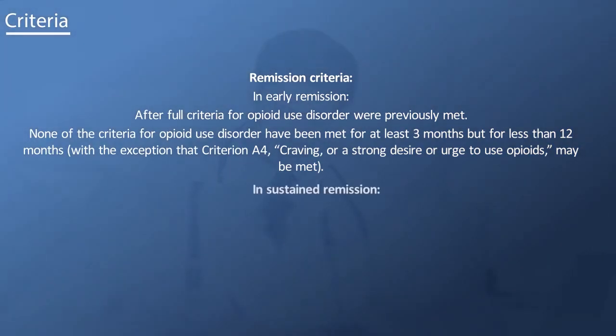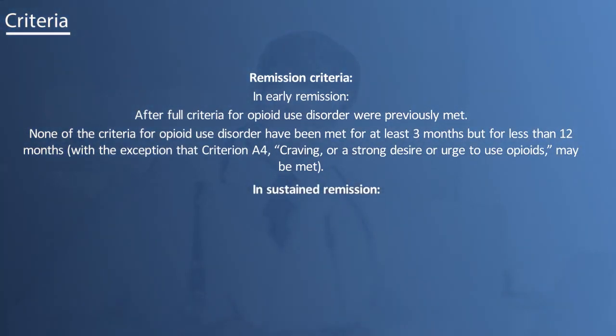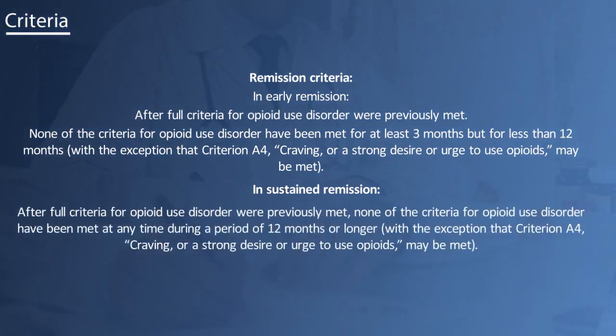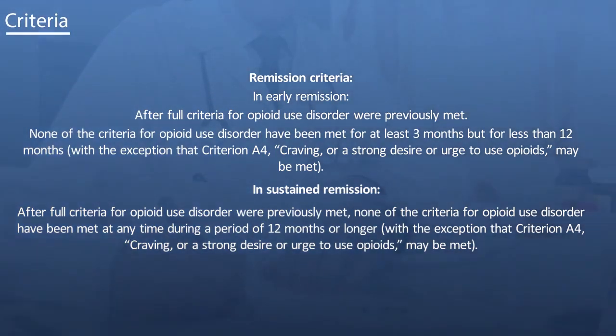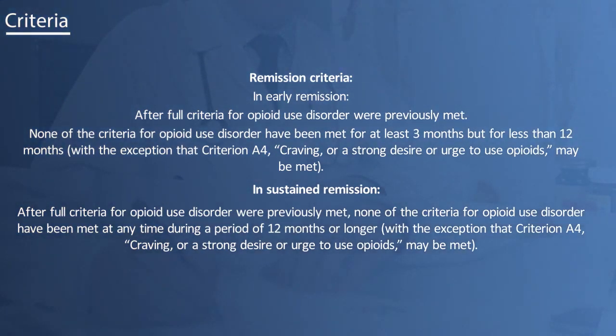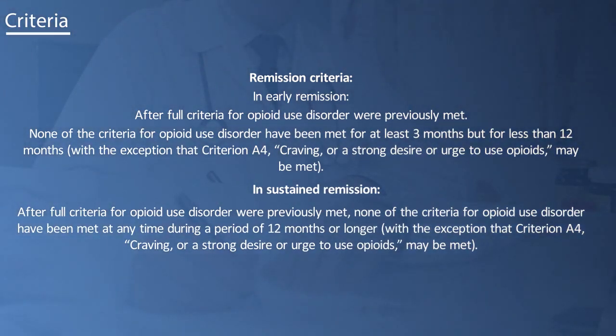When the patient is in sustained remission. After full criteria for opioid use disorder were previously met, none of the criteria for opioid use disorder have been met at any time during a period of 12 months or longer, with the exception that criterion A4, craving, or a strong desire or urge to use opioids, may be met.